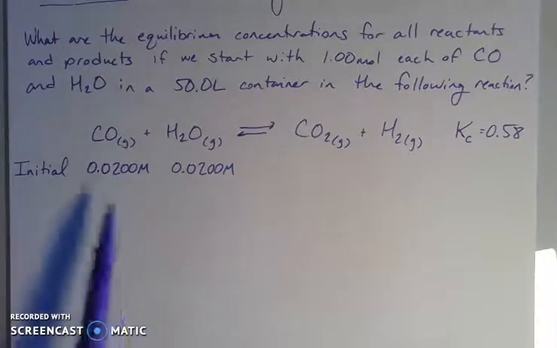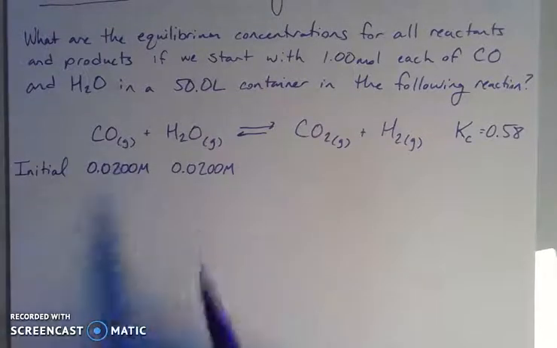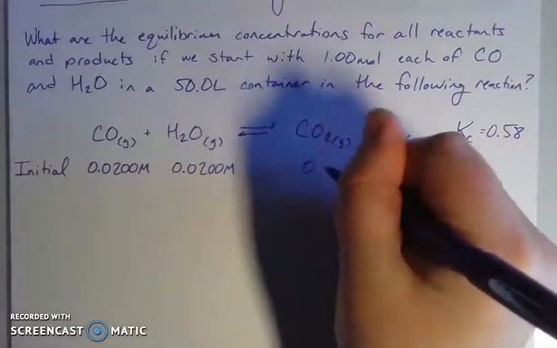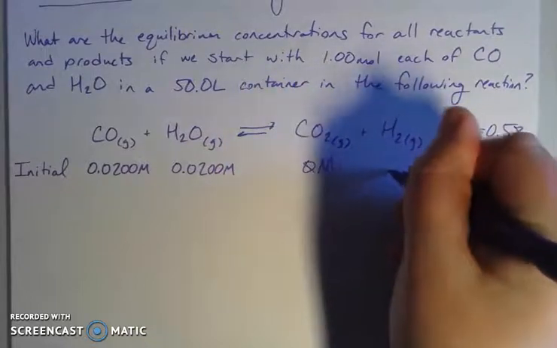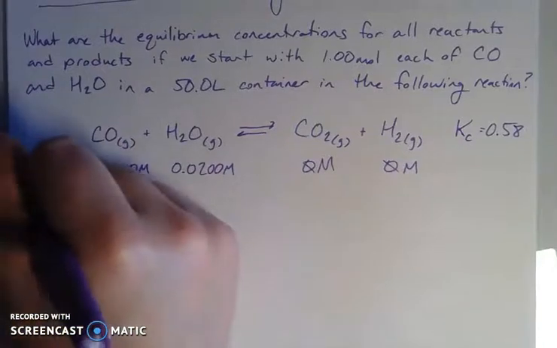But for right now, if we're just given information about reactants, then we know that there's no products yet, because initially these things haven't reacted together to produce these things. So we have 0 for these, no concentration of carbon dioxide or hydrogen. Okay, so far so good. Here's our initial information. The C in my icebox stands for change.